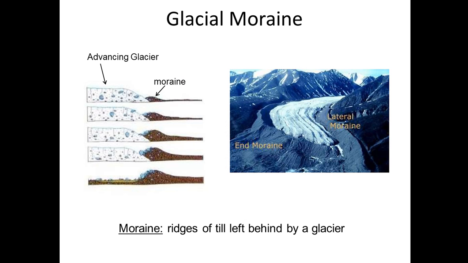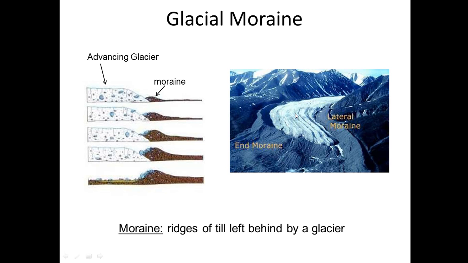Now let's take a look at some of the features that are left behind by a glacier. The first one here is called a glacial moraine. A moraine is a ridge of till, so a ridge of sediment that is left behind by a glacier. If we look here to the picture on the left, this white section is an advancing glacier, so a glacier that is moving forward, and the moraine is the little pile of sediment that's building up in front of the glacier. So as the glacier moves, it pushes this pile, and this pile gets bigger and bigger and bigger. Eventually, this ice is going to retreat or go backwards, but this pile of sediment will be left behind. So this little hill that forms this ridge is called a moraine.